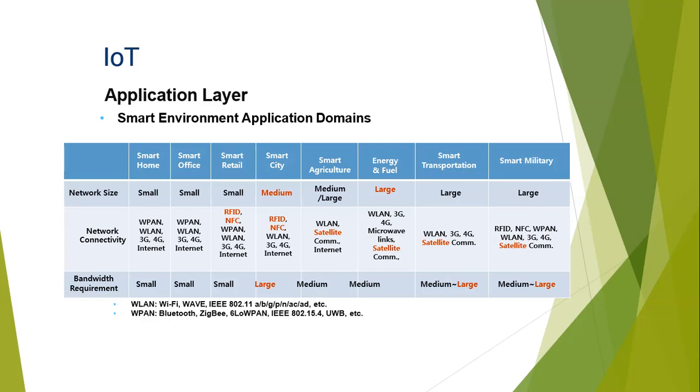When you go into smart agriculture or smart energy and fuel, smart transportation and smart military, you are dealing with a much larger network cell, and in this case mobile communication, wireless LAN or wireless PAN may not be enough to handle the data. So satellite communication enters this domain. In addition, for energy and fuel, microwave multi-hop relay links may be needed and used. So these all are part of the smart environment application domain in the application layer.